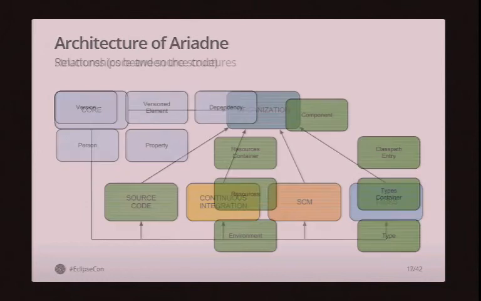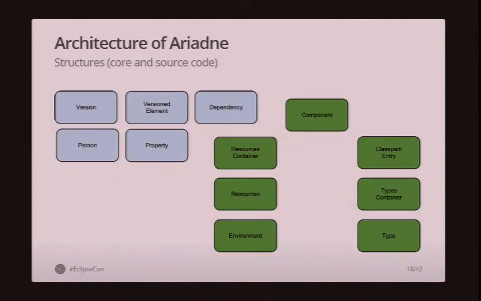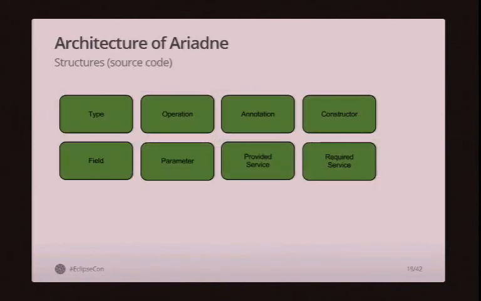So let's have a closer look at those structures. For example, in the core one, we have concepts, not all the concepts are described here. We have concepts like person, version, dependencies, or properties. In the source code, we have the various components that are in your project with the environment on which those components will be run, and types, for example, in your code. We have other concepts in this structure with fields, parameter, operation, provided and required services.